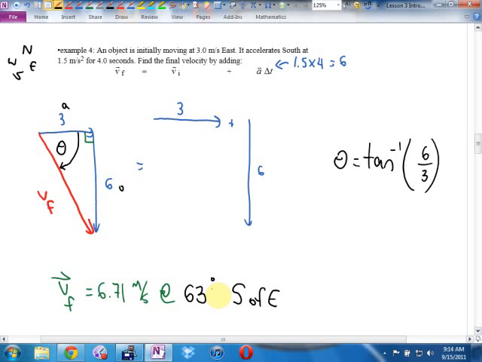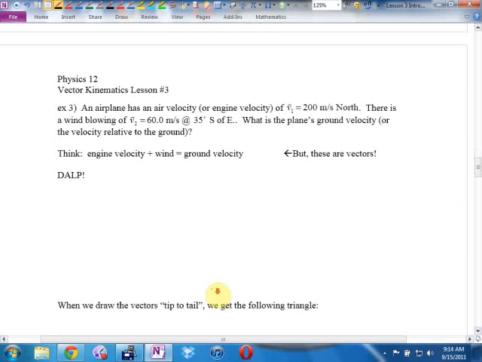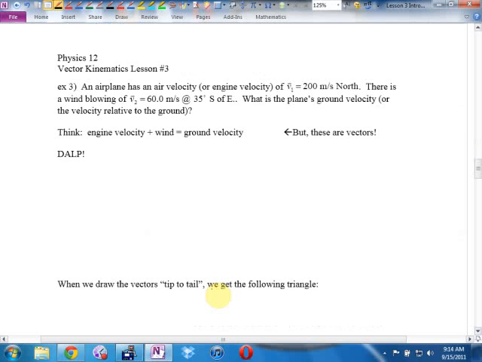Let's kick it up a notch. So I got 6.71 meters per second at 63 degrees south of east, or that would also be 27 degrees east of south. Example three, an airplane has an air velocity or engine velocity of 200 meters per second north. So if the air is still, that's how fast the plane's engines can push it. However, there is a wind blowing of 60 meters per second at 35 degrees south of east. If I combine those two velocities, what's the plane's ground velocity, or velocity relative to the ground?